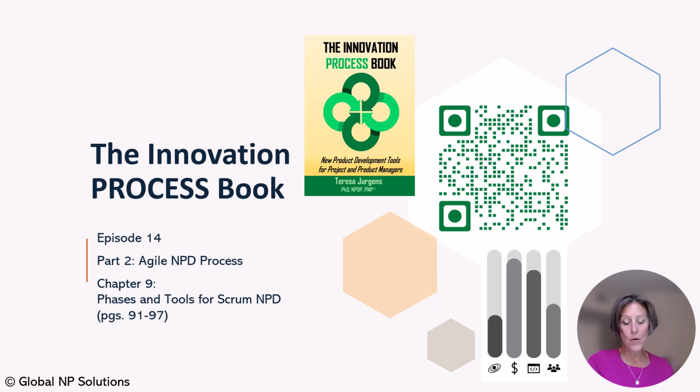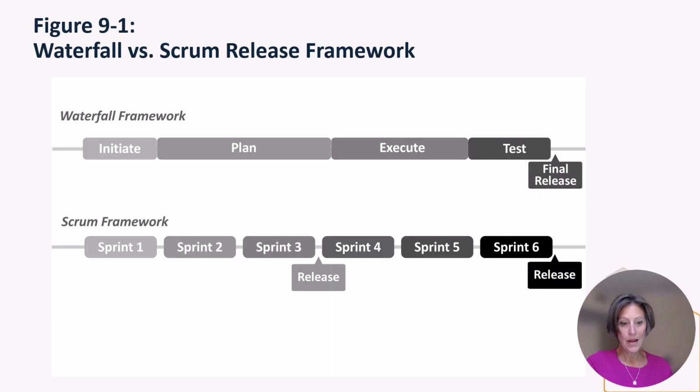So let's go ahead and get started. Chapter 9, Phases and Tools for Scrum NPD. Because Scrum is the most common implementation of Agile project management, especially for tangible product development, we will focus on the phases and tools used in Scrum.